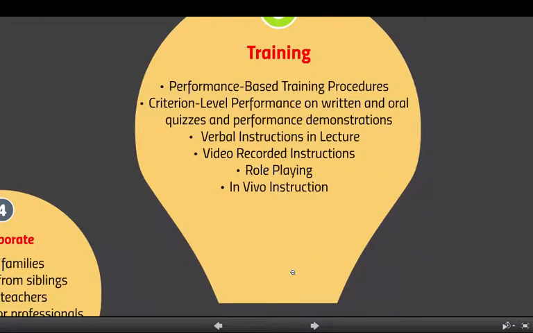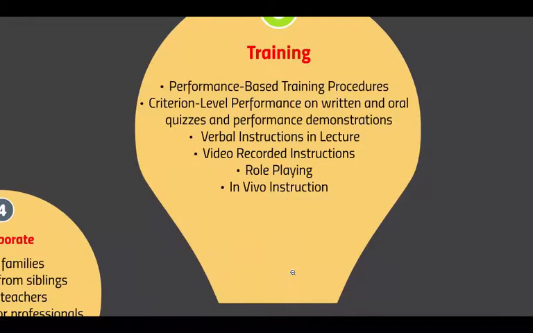And then finally, training. Your training is essential. The training that you receive on the functional behavior assessment process and on the behavior intervention plans must be performance-based. You must demonstrate performance and capability of actually executing each dimension and each component of the plan. You should have a criterion level of performance that you need to achieve, perhaps from a written standpoint or from an oral quiz or from a performance demonstration standpoint.